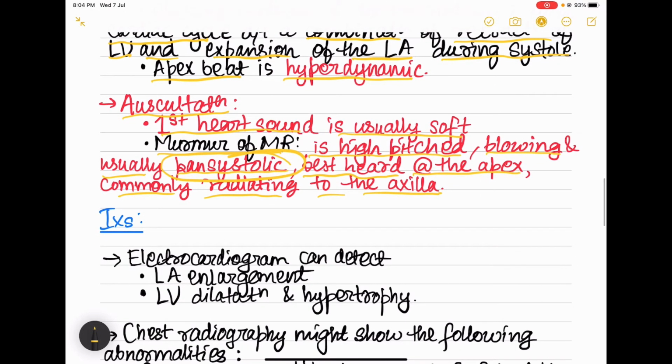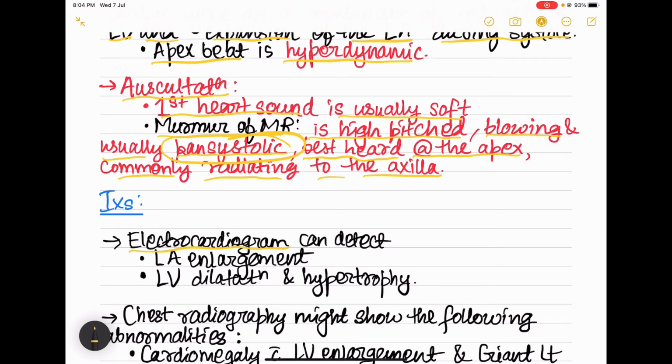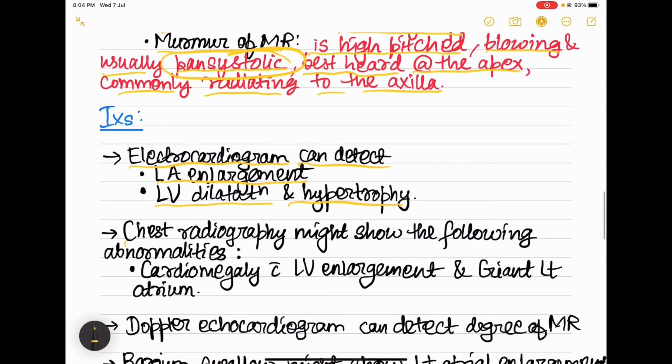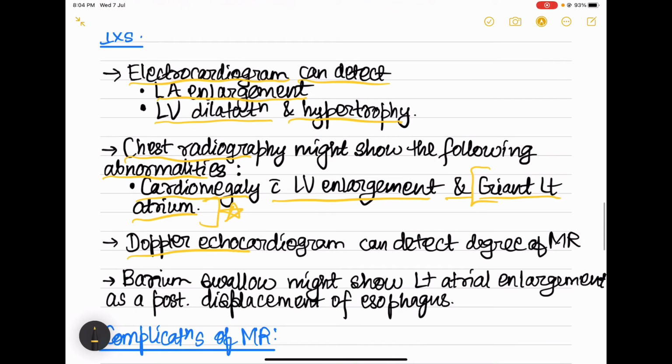Then coming to the investigations, first we do an electrocardiogram, which can detect left atrial enlargement, left ventricular dilatation and hypertrophy. Then we do chest radiography. It shows various abnormalities like cardiomegaly with left ventricular enlargement and giant left atrium. This is a very specific point, giant left atrium. Then we do Doppler echocardiogram, which can detect the degree of mitral regurgitation. And finally, there is barium swallow, which shows left atrial enlargement in the form of posterior displacement of the esophagus. So posterior displacement of the esophagus occurs because of left atrial enlargement.